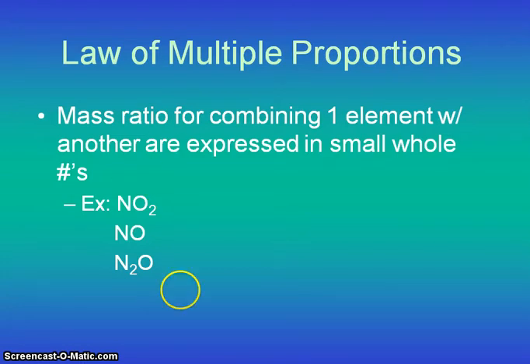For instance, all three of these combinations of nitrogen and oxygen are gases, but they are very different from one another. The first one, NO2, is actually a poisonous brown gas that's in smog. The second one here, nitrogen monoxide, is a colorless, odorless gas. And the third one, N2O, is actually an anesthetic. You've probably heard of laughing gas before. That's what that one is. So just the different proportions of those combinations of atoms, even though they're the same types of elements, can still have very different properties based on how they're combined, and that's the law of multiple proportions.